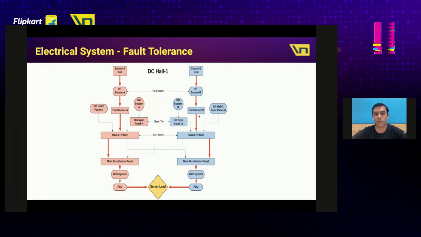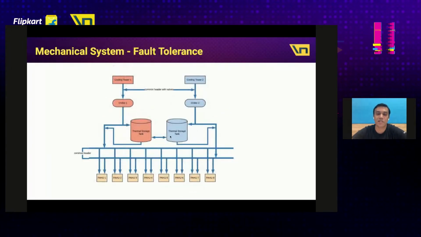Similarly, if both the transformers go down at the same time, we have the DG systems which kick in and automatically start supplying power to the data center. Now, if one of the DG systems goes down, the other DG system is still capable enough to handle the required capacity for us. And if both of them go down at the same time, we have UPS systems running for a certain time, which can help us continue the load. So if you look at this, in every component, there is a redundancy built in to handle the fault, right?